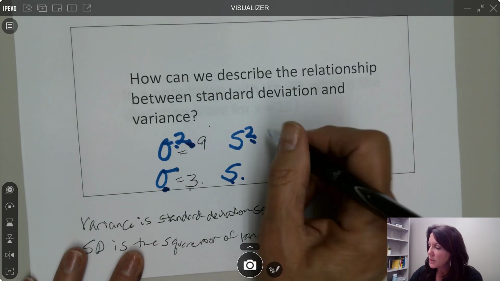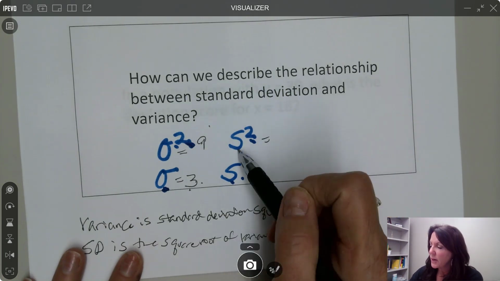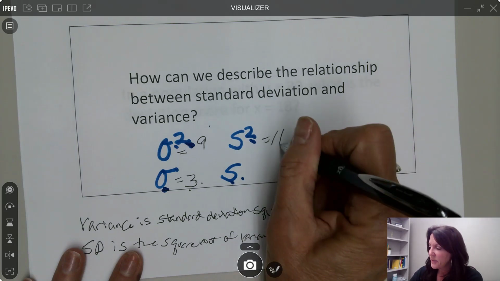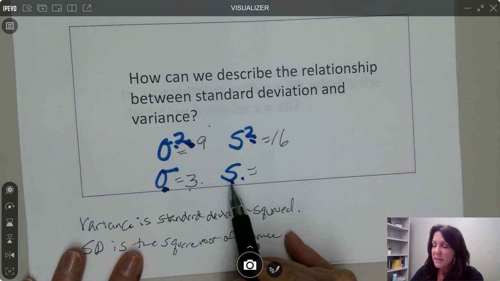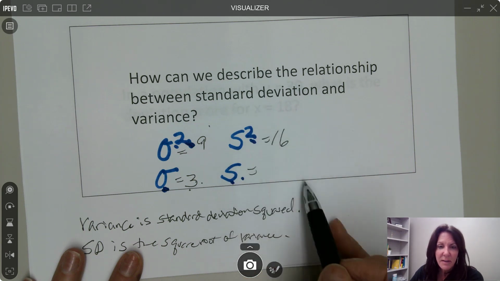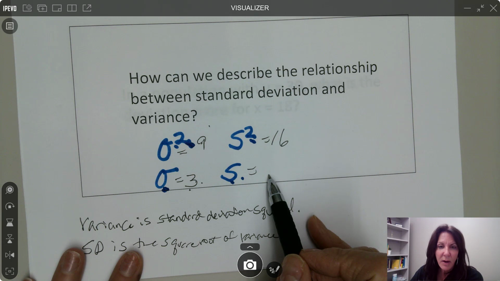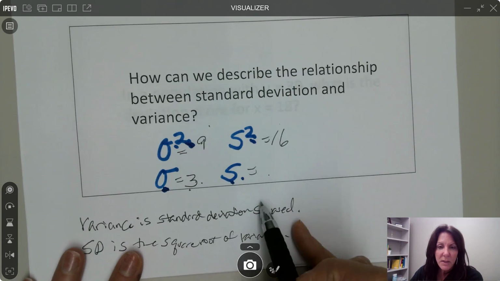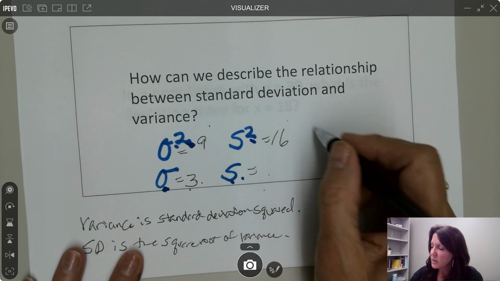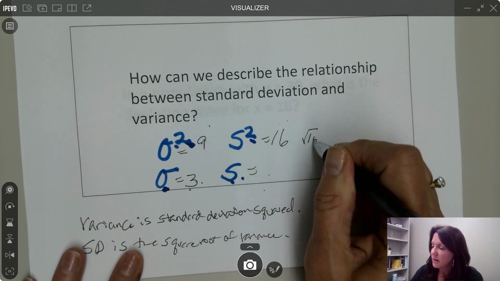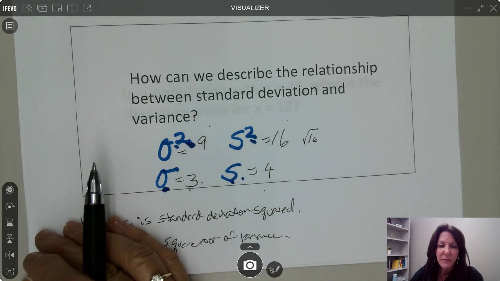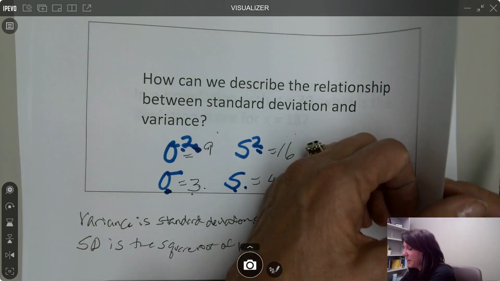So I'm going to just do this. Let's say we have a variance in a sample of 16. I can know what the standard deviation is because I know that standard deviation squared will give me the variance. What squared will give me 16? Or in other words, what is the square root of 16? And that's 4. So this is the relationship between these two things. All right, hopefully that makes some sense.